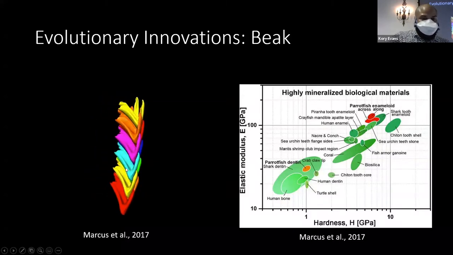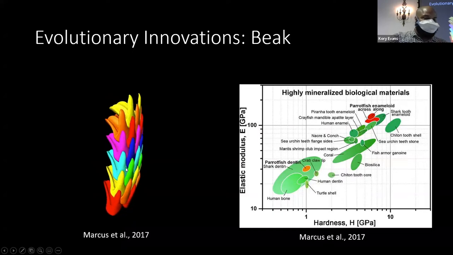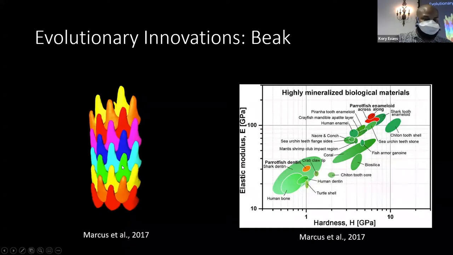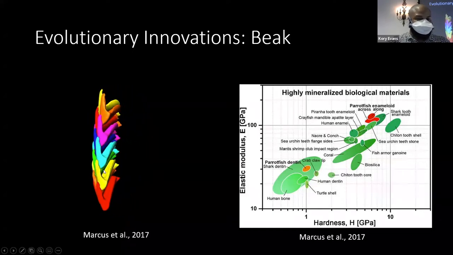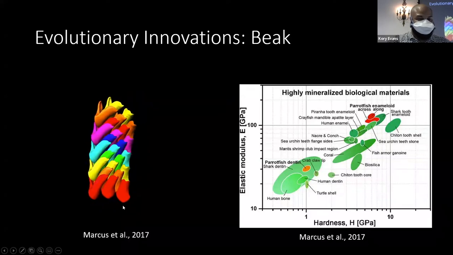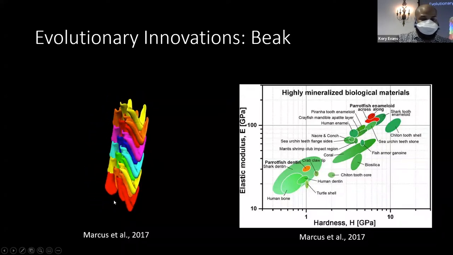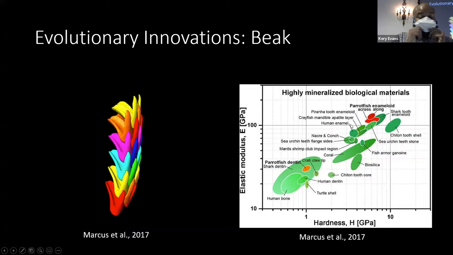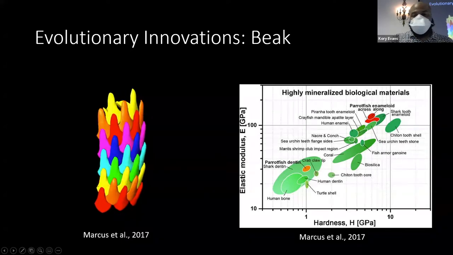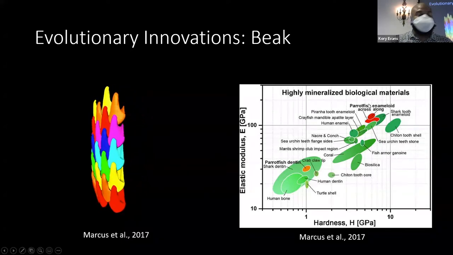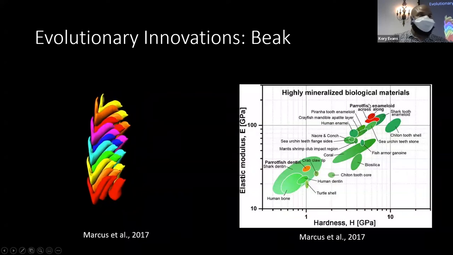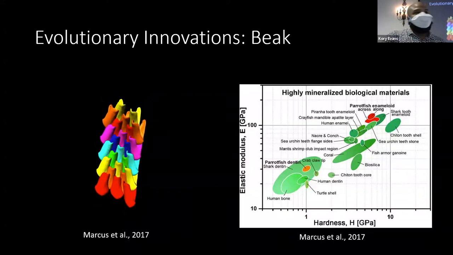So here, if you actually scan into a parrotfish beak, with x-rays or microscopy scanning, you'll see that it's composed of a bunch of tiny teeth that are slotted together. This is really uniform morphology. Each one of these teeth is incredibly tough and incredibly strong. It's about as strong as a chitin tooth shell. So you might be asking, why does an animal need teeth that are this strong? And the answer for our friend the parrotfish lies in the diet.